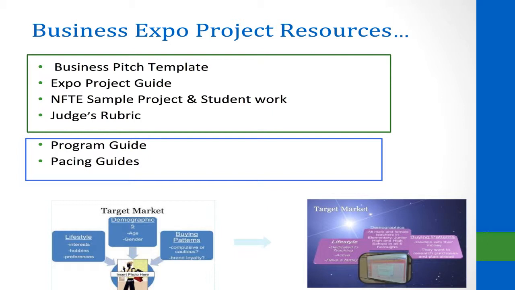Nifty Sample Project and Student Work. Since the Exploring Careers curriculum has been in use for the last 4 years, we have some student work in addition to a Nifty sample so that students can actually use that as a model. And then we have judges' rubrics. As you prepare for the competition, it's important to show students what's expected of them. Finally, as an ongoing resource for you as a teacher, you have the program guide. And within the program guide, you have a pacing guide, and we'll also discuss a new pacing guide that you'll have access to.